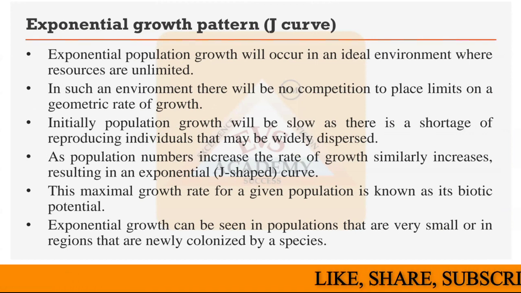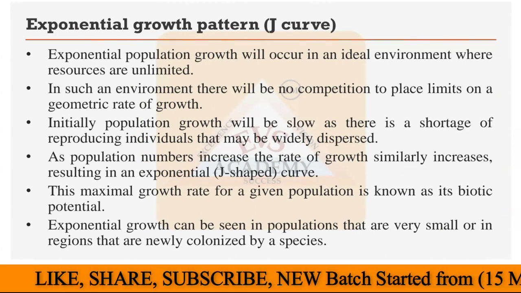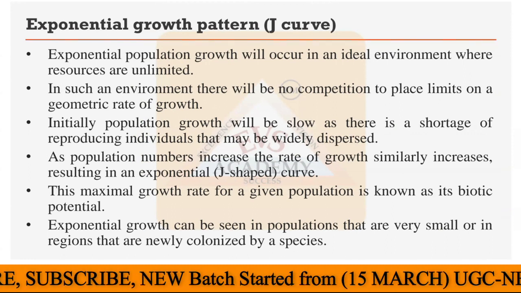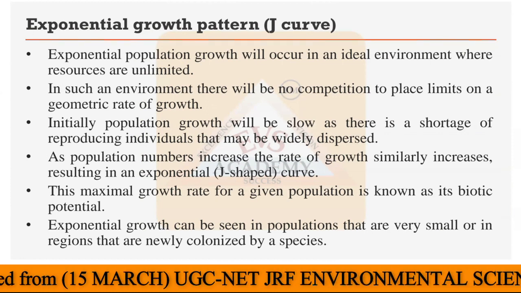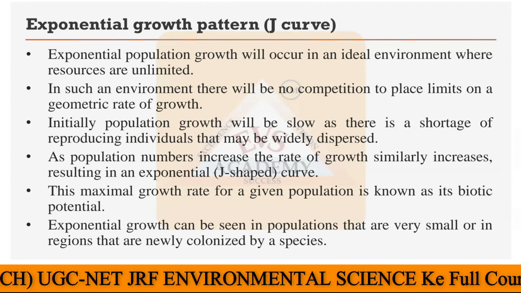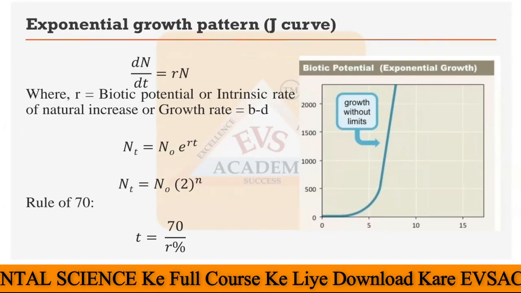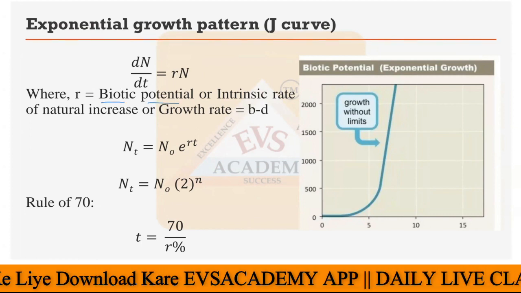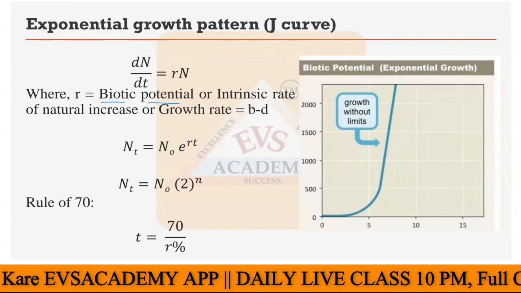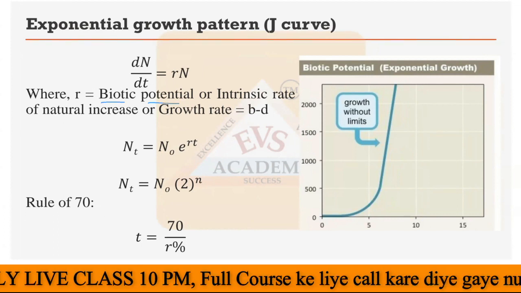So, especially this can be found in the r-strategist population, where the growth rate is very, very high, or the number of individuals reproduced is very, very high. If you look at the numerical formula of this exponential growth pattern, you can see here dN/dt equals rN. r is the biotic potential or growth rate, which would be in percentage, also called the intrinsic rate of natural increase or growth rate.